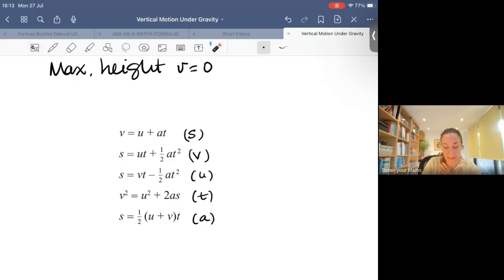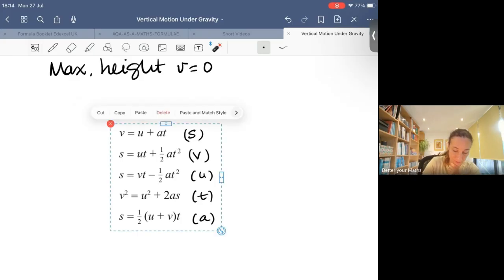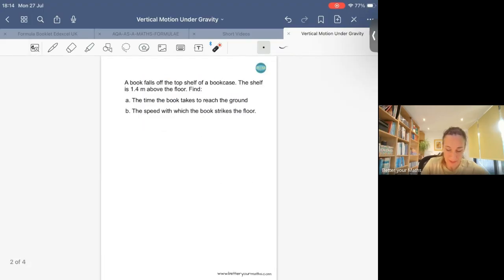There are 5. They have 5 variables. That's why they are called SUVAT. They are the initials of displacement, initial velocity, final velocity, time, and acceleration. And each of the equations is missing one variable. If you look at them, all of them are missing one, and that's going to help us to choose the SUVAT equation. So let's do a couple of questions.